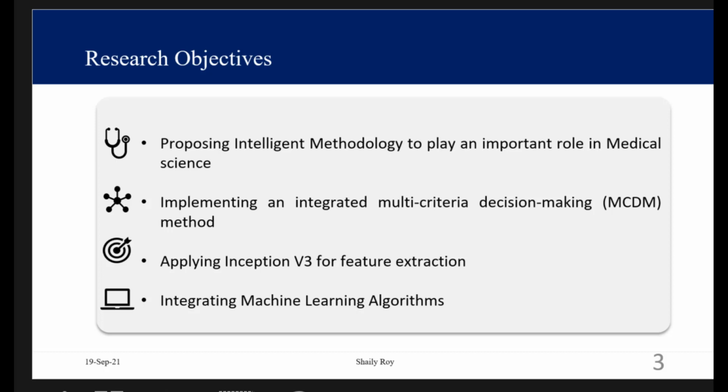In our study, the primary goal of our research work is proposing an intelligent methodology to play an important role in medical science. The study intends to propose the methodology for helping the health organization in the selection of diabetic retinopathy detection model. Then, for the benchmarking and ranking purpose, this research plans to implement an integrated multi-criteria decision-making method where TOPSIS can be applied. For calculating the weights of criteria, the study aims to use entropy.